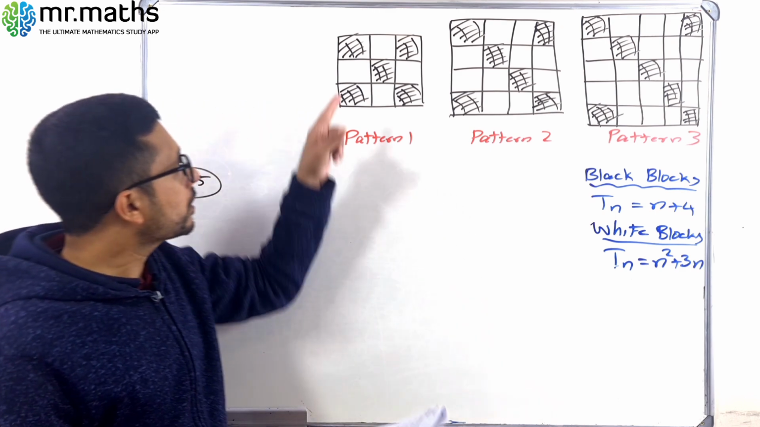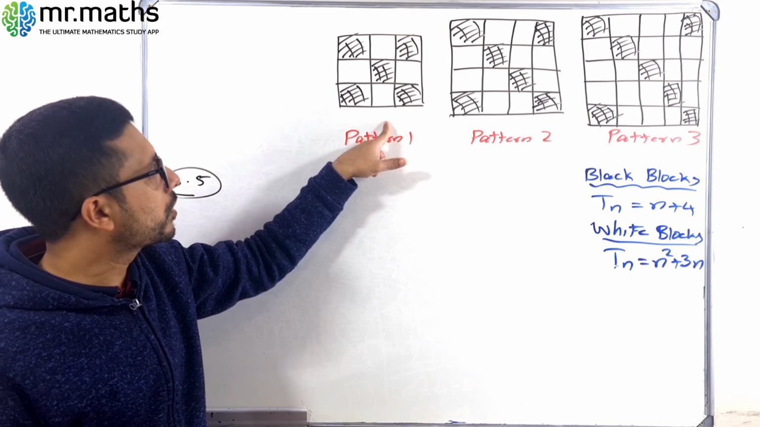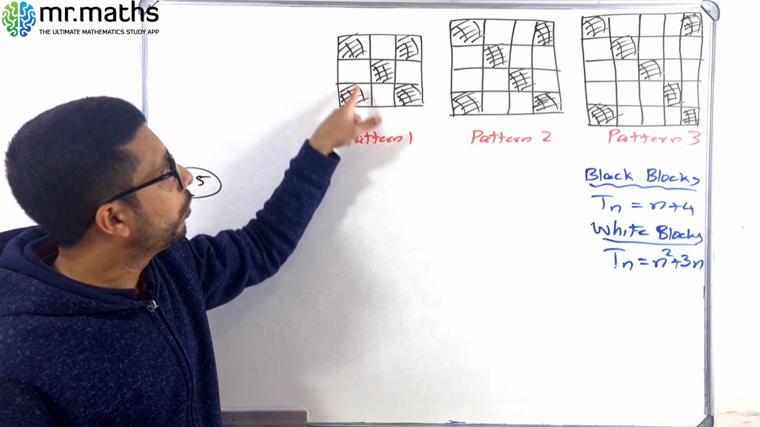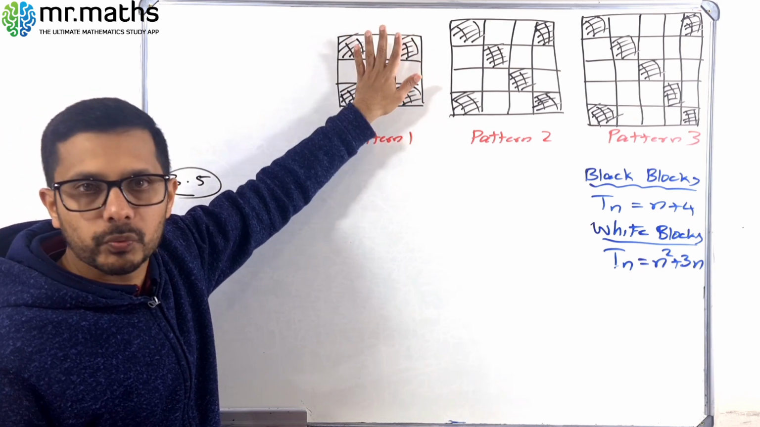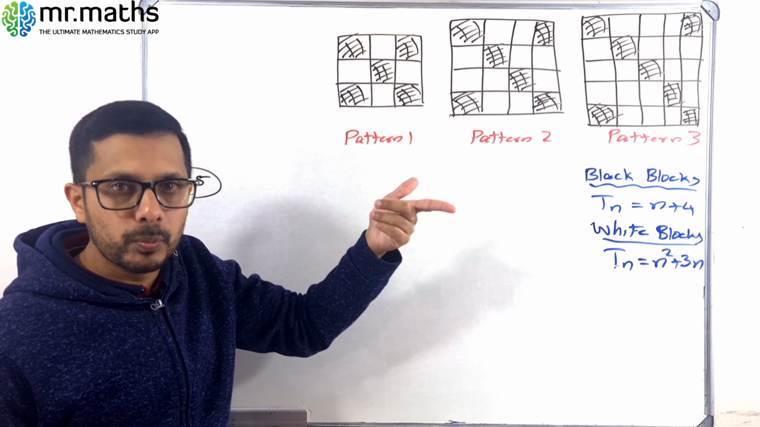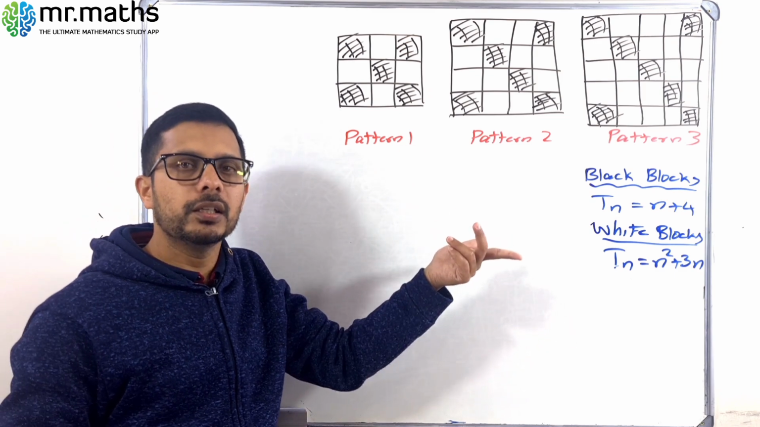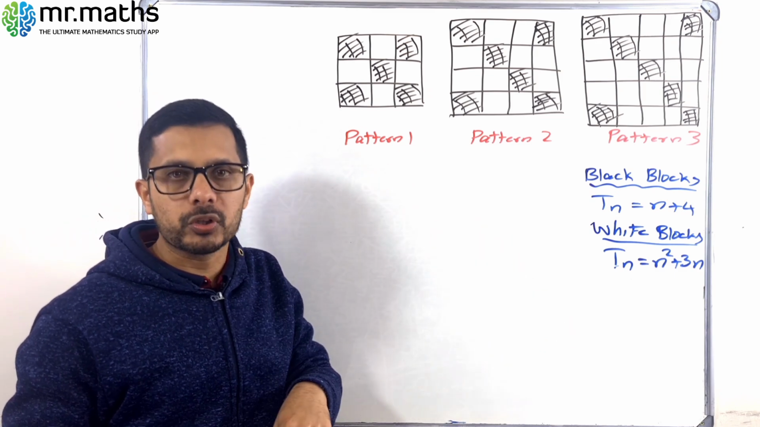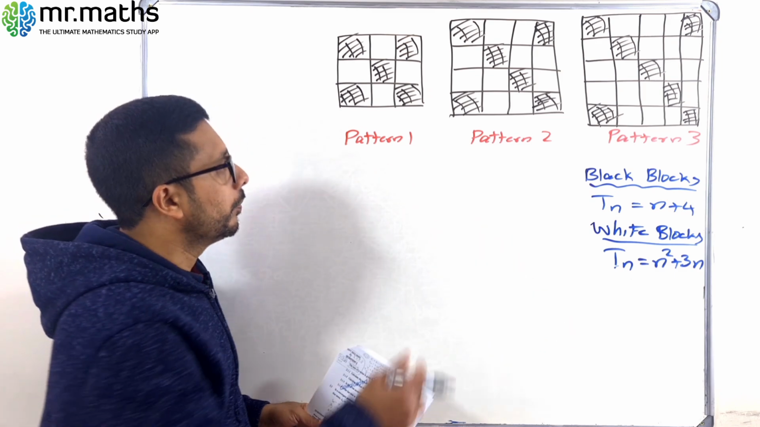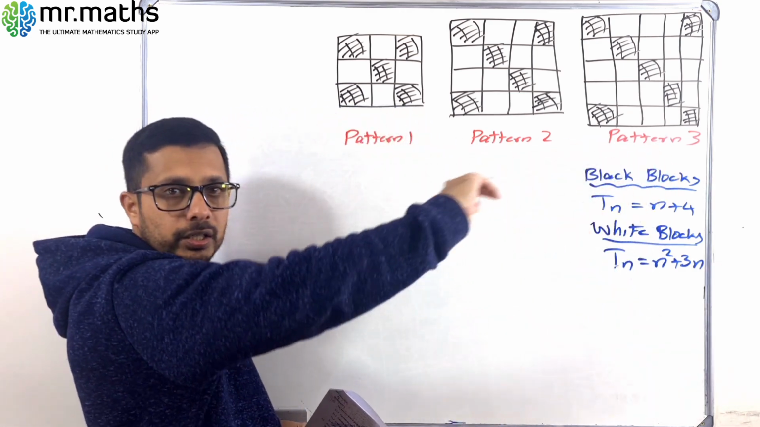So in this pattern number 1, how many blocks are there? Only 5, not this one. They want 32 black blocks. In that pattern, how many white blocks are there? So pattern number 1, pattern number 2, pattern number 3, etc.